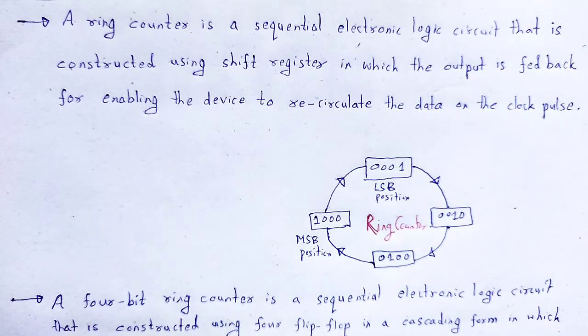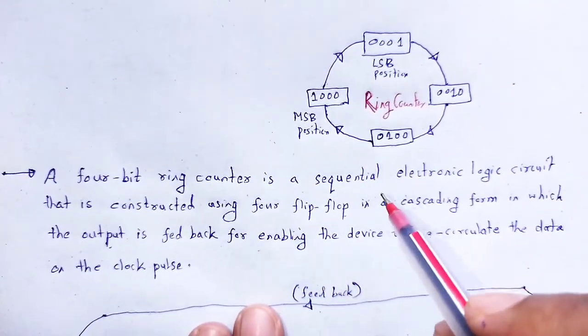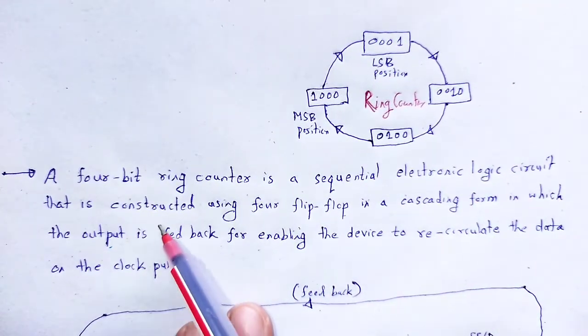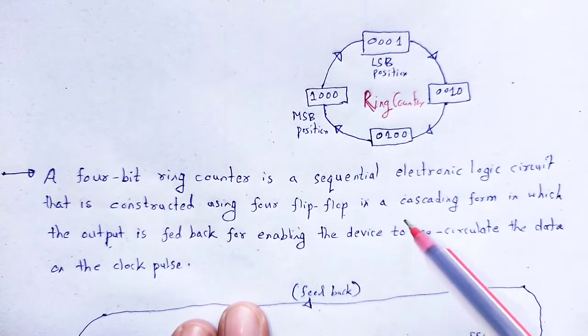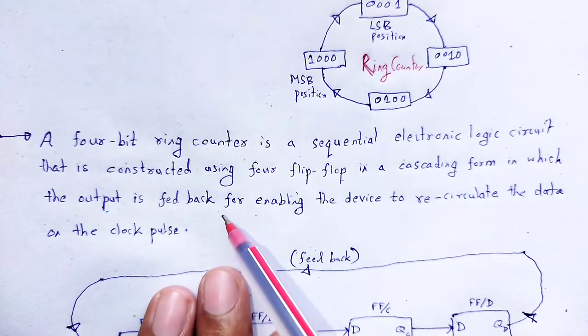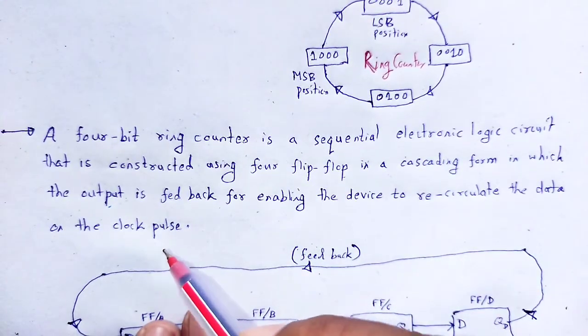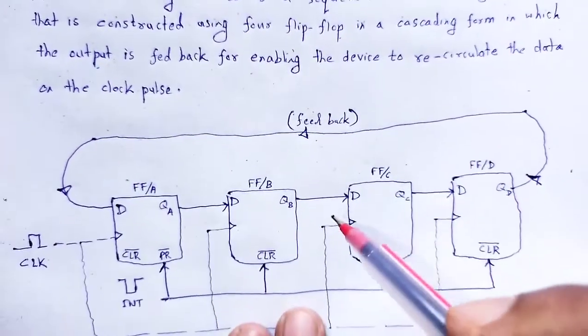So, in a ring counter, if we take a 4-bit ring counter, that is a sequential electronic logic circuit that is constructed using 4 flip flops in a cascading form, in which the output is fed back for enabling the device to recirculate the data on the clock pulse. The construction.